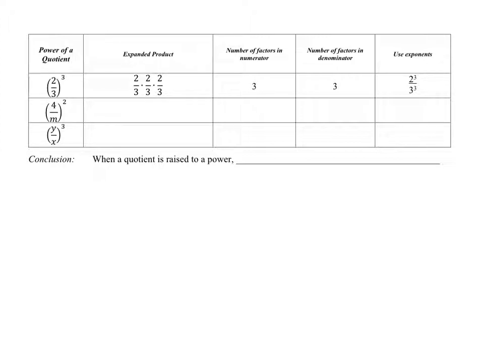Okay? The next one, let's say I've got 4 over m squared. Well, this just means I'm doing 4 over m times 4 over m. And if you look at your numerator, well, you have 2 4's in the numerator, and you have 2 m's in the denominator. So I could rewrite that as 4 squared over m squared. Okay? The next one, I've got y over x to the 3rd. So that just means I'm doing y over x times y over x times y over x, right? So if you look in the numerator, I just have 3 y's.